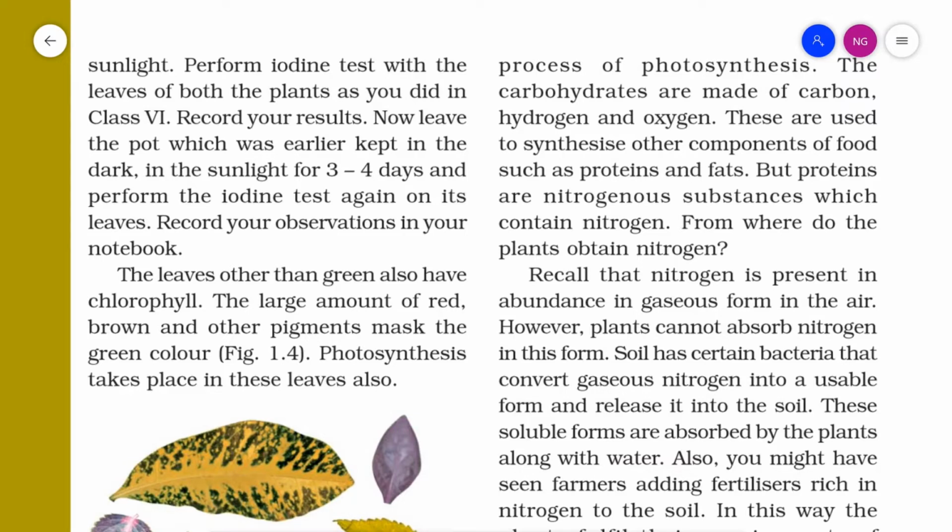And the plant which was kept in the dark fails to turn blue-black. This shows starch is absent in that particular plant. That means photosynthesis has not taken place in this particular plant.